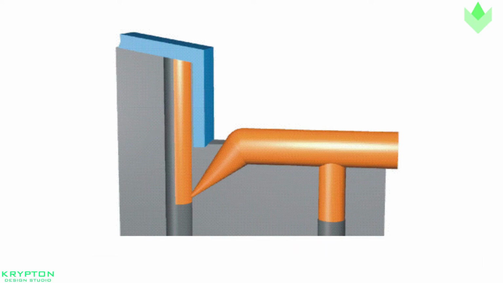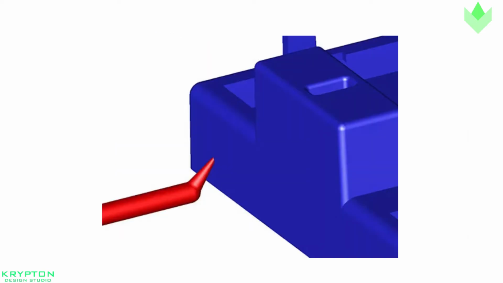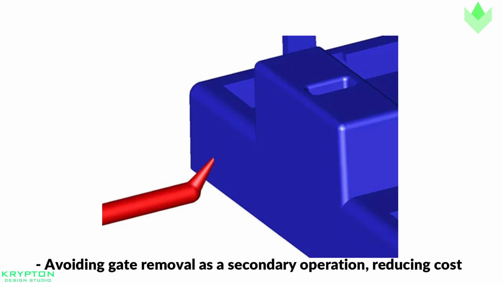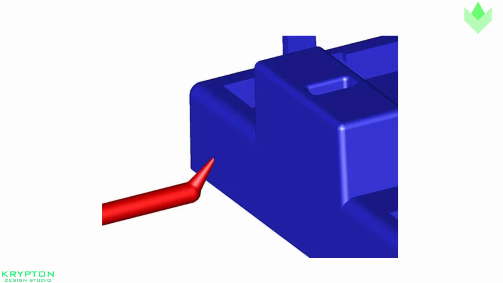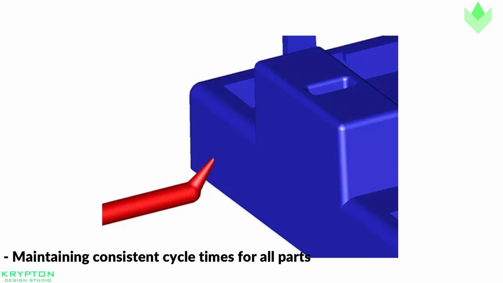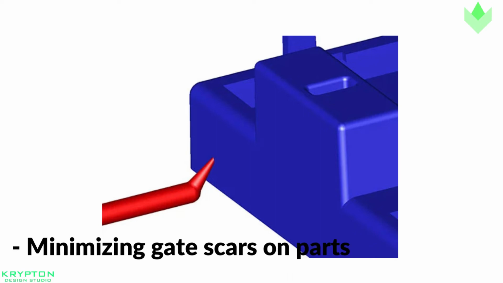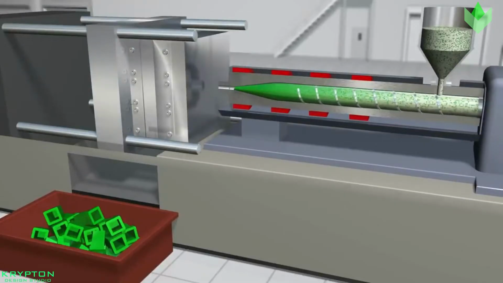Automatically trimmed gates. These types of gates incorporate features in the tool to break or shear the gates when the tool opens to eject the part. Automatically trimmed gates are used for several reasons: avoiding gate removal as a secondary operation, reducing the cost, maintaining consistent cycle times for all parts, minimizing gate scars on the parts.